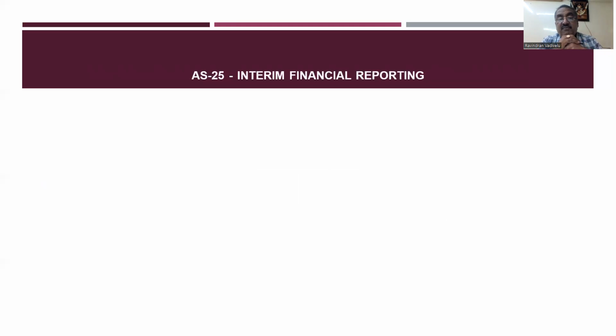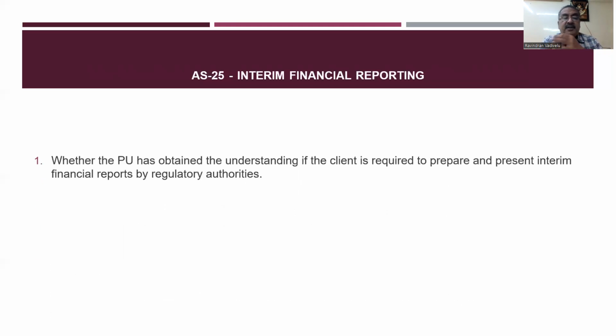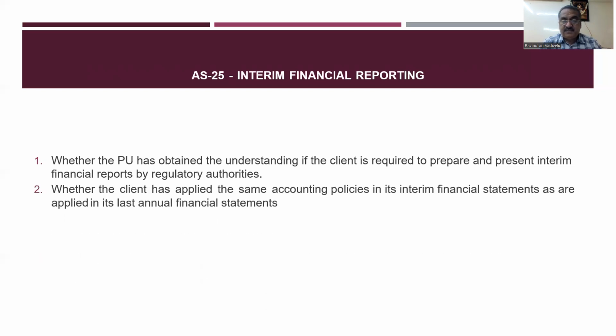Next one is interim financial reporting. Whether the practicing unit has obtained an understanding if the client is required to prepare and present interim financial reports by the regulator. Sometimes SEBI may insist that once in a quarter, once in 6 months, that is half yearly, they have to submit the report. Whether this type of interim financial reporting has been done by the company, whether the same is according to the Companies Act or according to the regulatory authorities' direction.